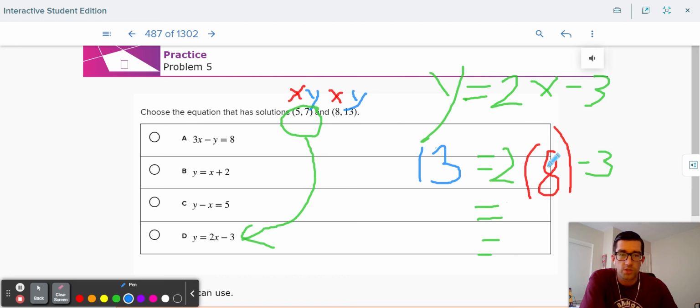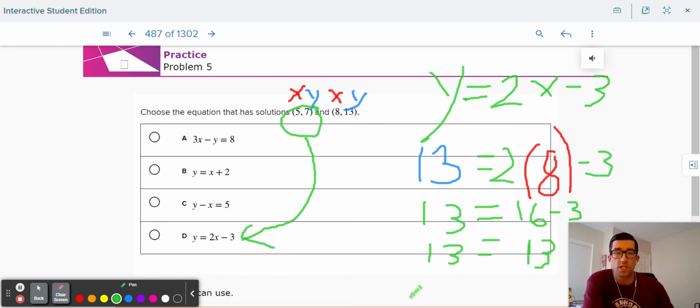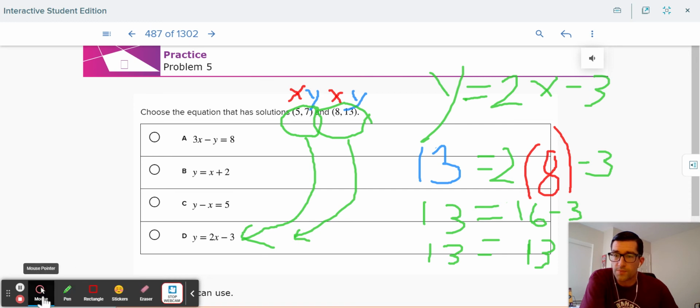There. So now 2 times 8, well, that's going to be 16. And 16 minus 3 will be 13. So now both sides are 13. This, again, is another true statement. 13 equals 13. All right? So now we know that this one is also a solution to this last one. So D is the correct answer.